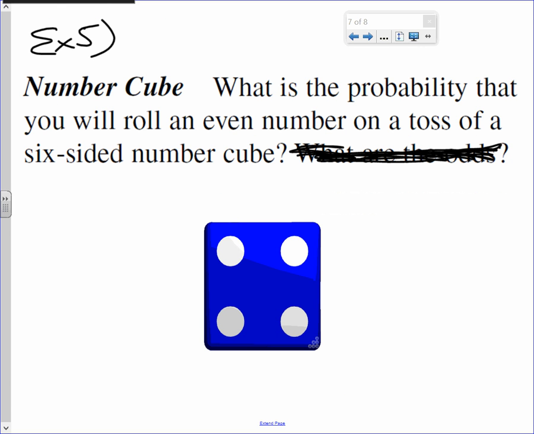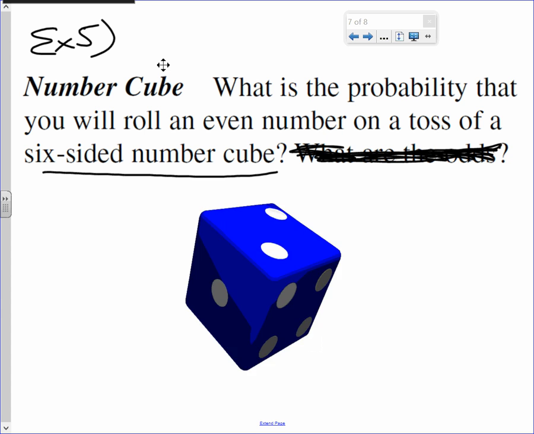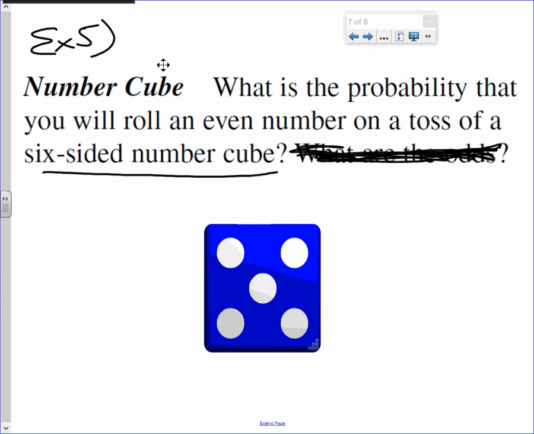What is the probability that you will roll an even number on a toss of a six-sided number cube? I'm not sure why they named this a six-sided number cube. It's just a die. We rolled a die yesterday. Singular, it's a die. Two die is dice. So we did this yesterday. What's the probability of rolling an even number?